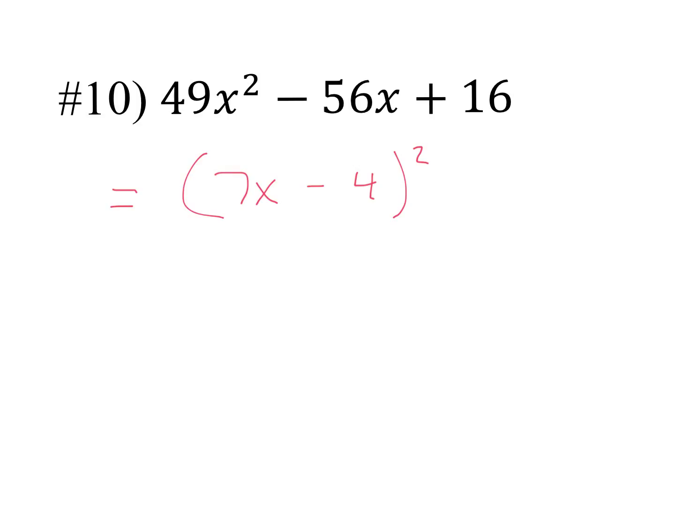Once again, the reason I know that it works: the square root of this exists, the square root of this exists. If you multiply these square roots together and double it, we get this middle term. So that's how you do a perfect square trinomial.